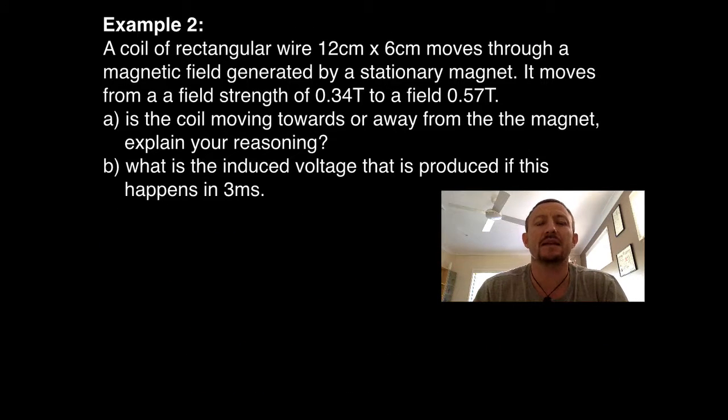Okay, so let's look at our second example. In this case, we've got a coil of rectangular wire, 12 centimeters by 6 centimeters, moving through a magnetic field generated by a stationary magnet. It moves from a field strength of 0.34 Tesla to a field of 0.57 Tesla. The first question asks us, is the coil moving towards or away from the magnet, and explain your reasoning? And what is the induced voltage that is produced if this happens in 3 milliseconds?